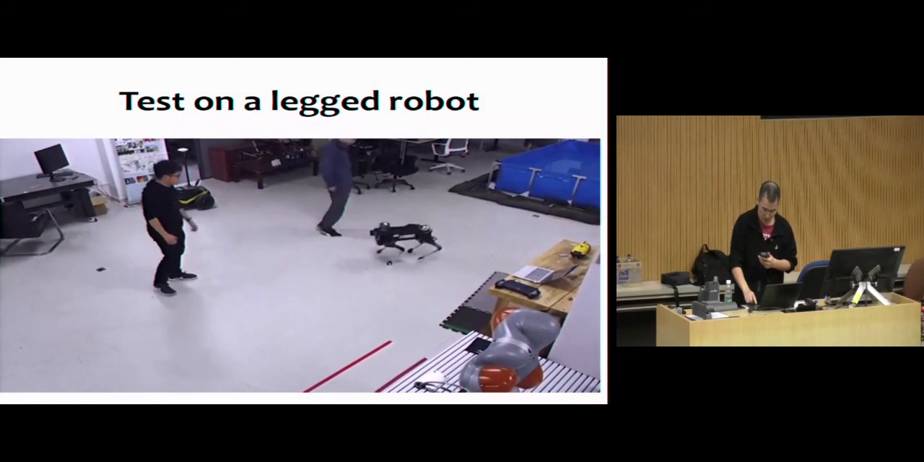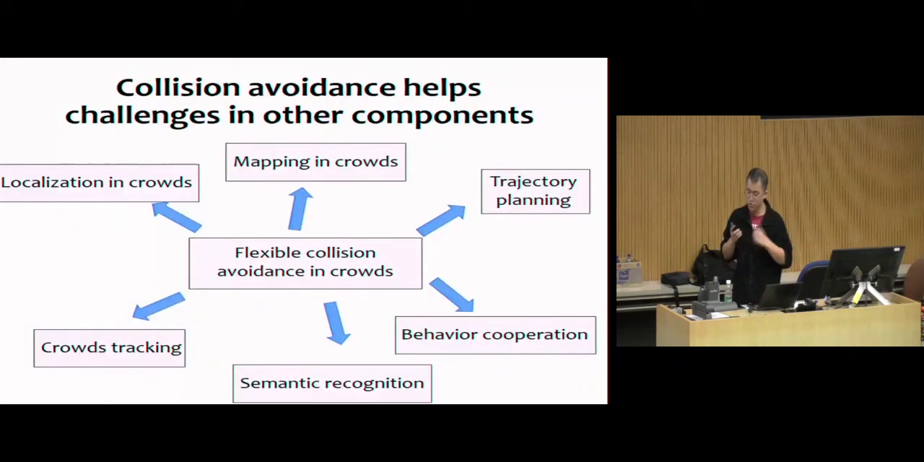And then we don't do much, but we use the collision avoidance to solve the navigation in the dense crowd. Next, I'm going to show a few examples of how to use this core task to solve other important challenges in robotics, for example, localization in crowds, mapping crowds, and behavior cooperation.